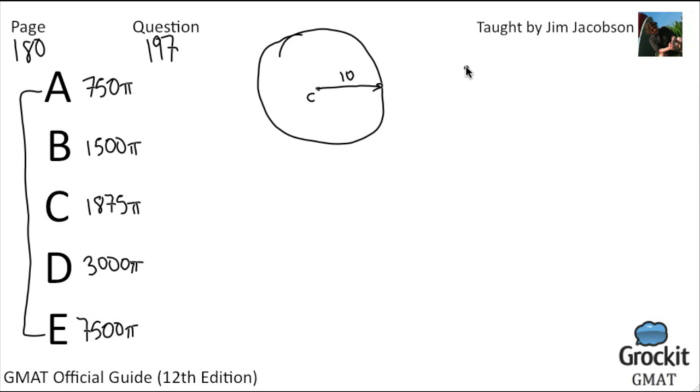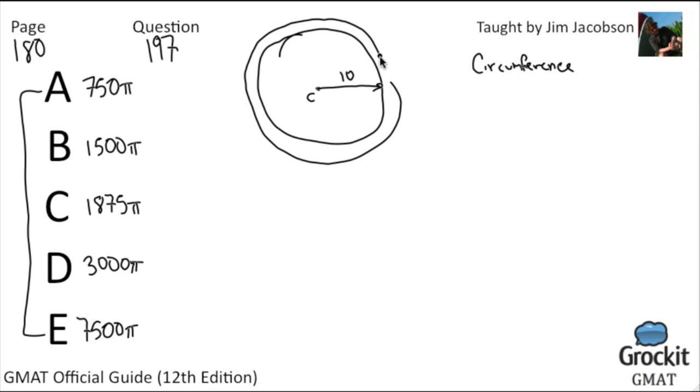The formula for the circumference of a circle, and you should have all of the formulas for a circle memorized on test day. Basically, there will be problems that you cannot solve without knowing these formulas. So circumference, which is the distance around a circle, this is the circumference. Circumference is Latin for carrying around, if that helps you remember it. It's 2 times pi times the radius.